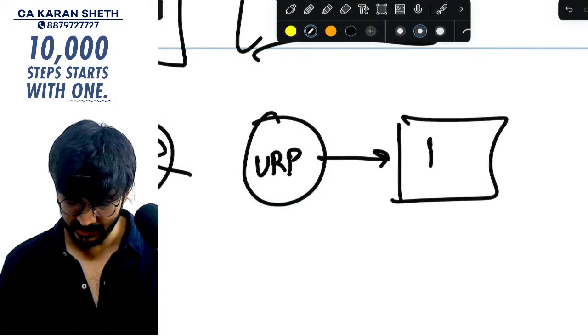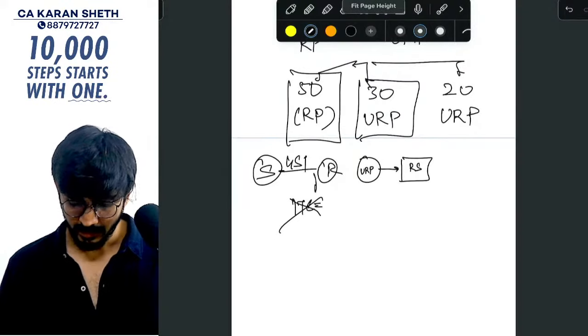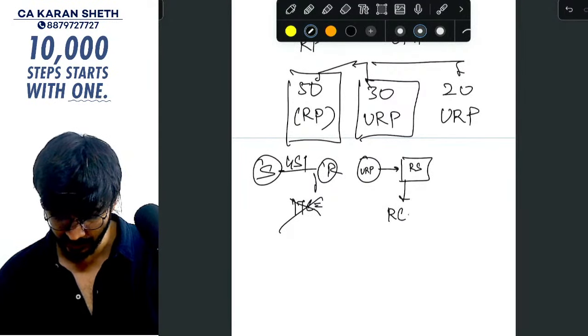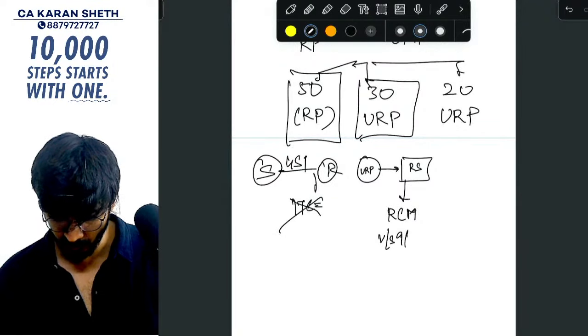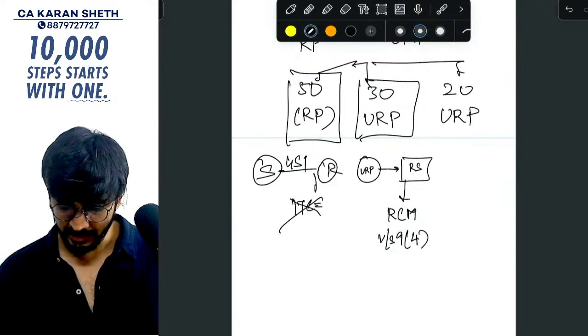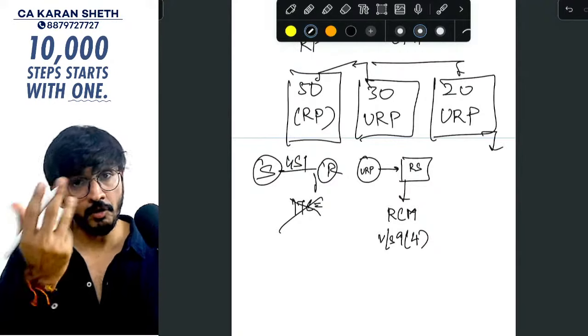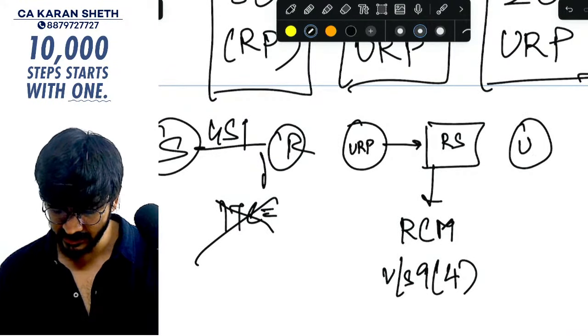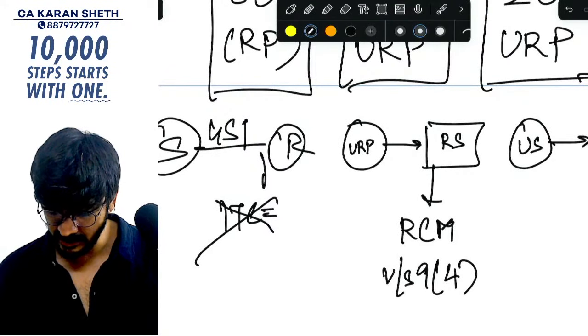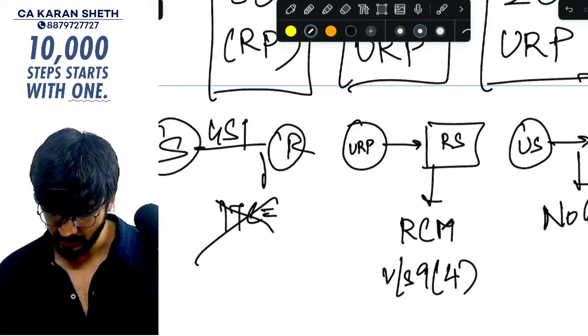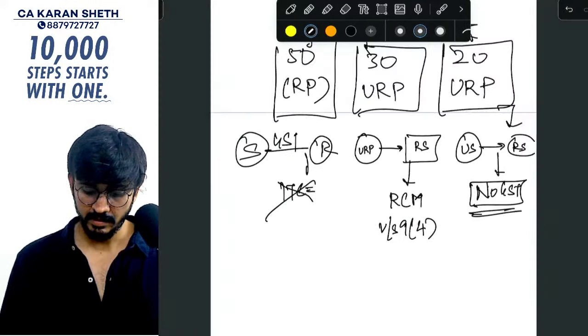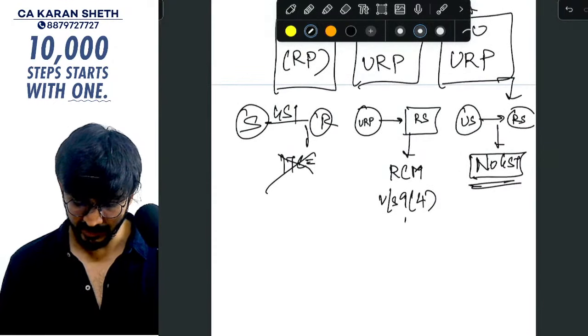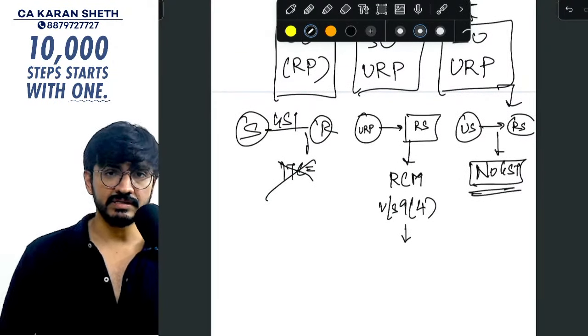Recipient is registered. In this, tax will be payable as per RCM under section 9(4). And here this much is allowed, 20% is allowed, right? So here, though it is unregistered, though this is registered, no GST.